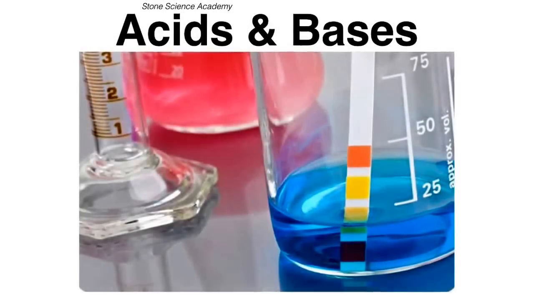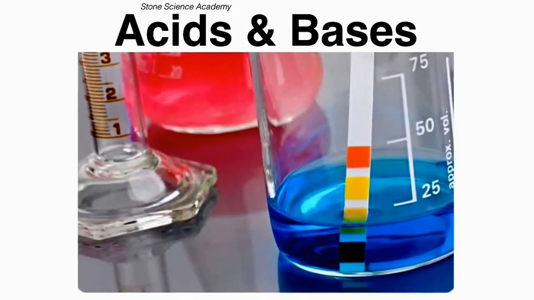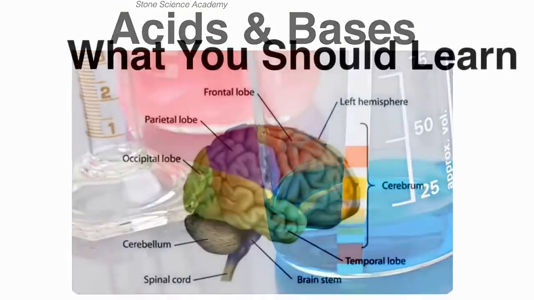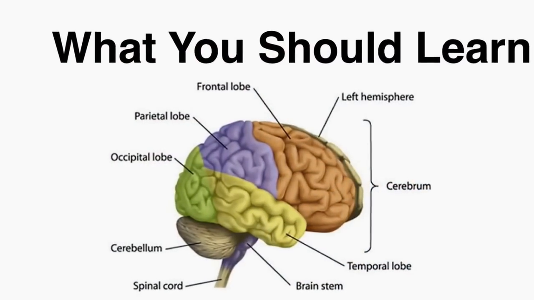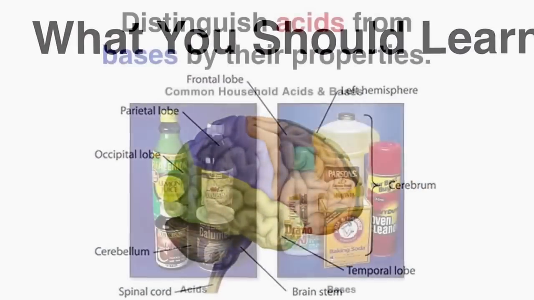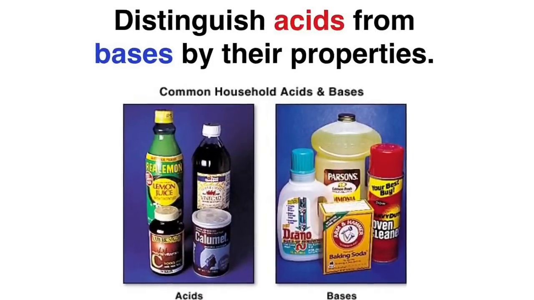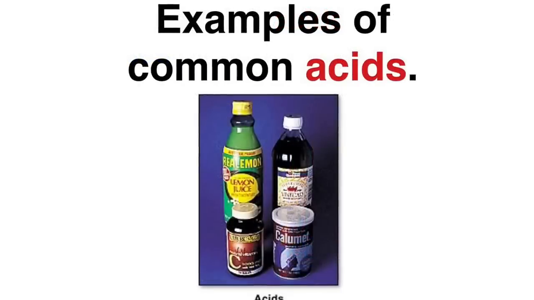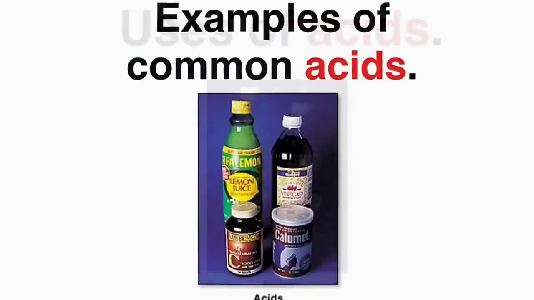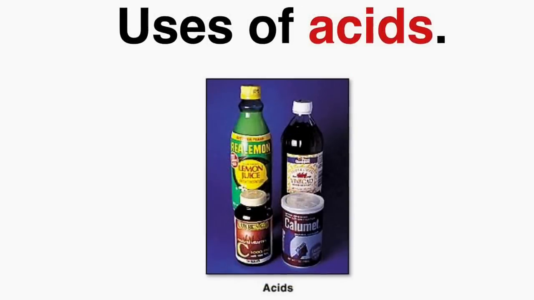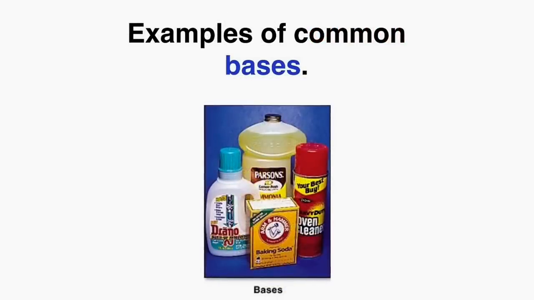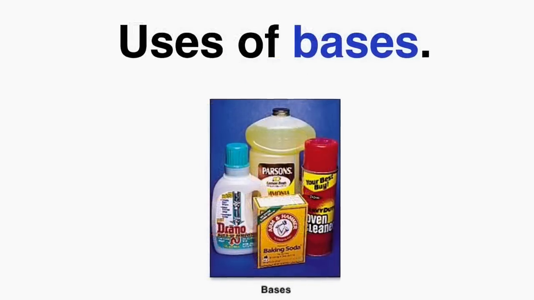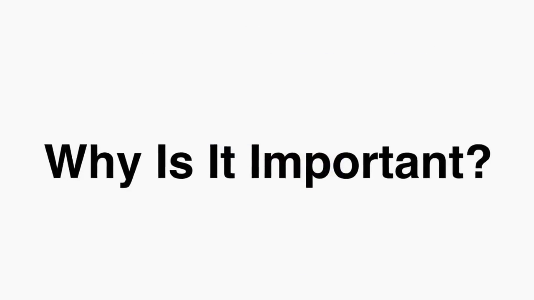In this video, we're going to learn about acids and bases. After watching this video, you should learn how to distinguish acids from bases by their properties. You should learn some examples of common acids and uses of acids, as well as some examples of common bases and uses of bases. Why is understanding acids and bases important?